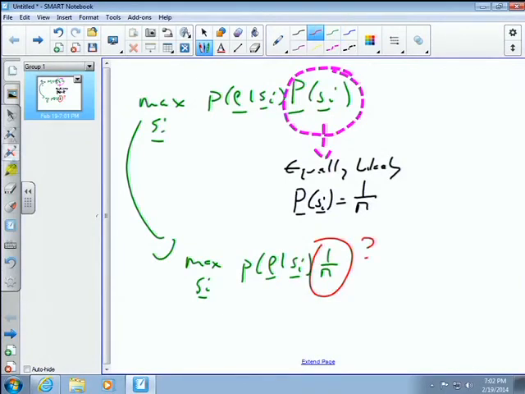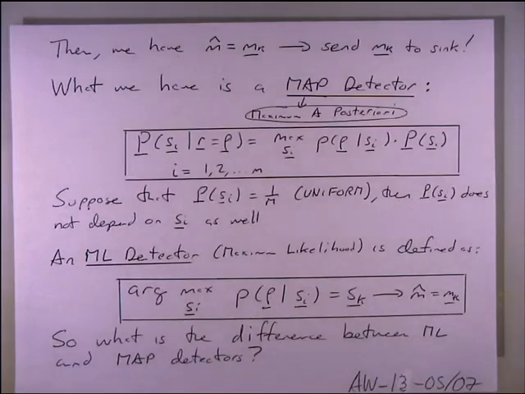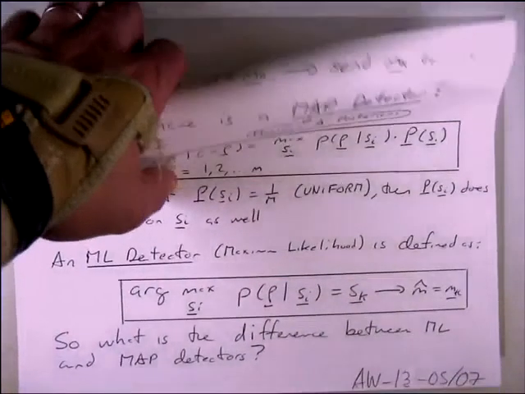Does this depend on the choice of I? And the answer is absolutely not. So we say goodbye. So what ends up happening is we can now make the simplification. Now we have what they call a maximum likelihood detector. Right? So, given that, now we have the simplification.